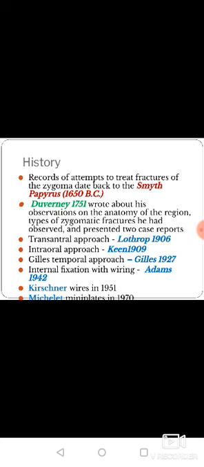And on history, you all know that there have been a lot of attempts to treat fractures of the zygoma, way back in 1650 BC in the Smith Papyrus, and there are different approaches that have been tried to reduce and bring the zygomatic bone back to normal contour: transantral by Lothrop, intraoral by Keen, and the most commonly used is the Gillies temporal approach by Sir Harold Gillies in 1927. Different fixation methods, be it wires or plates, have been tried in fixing the zygoma.